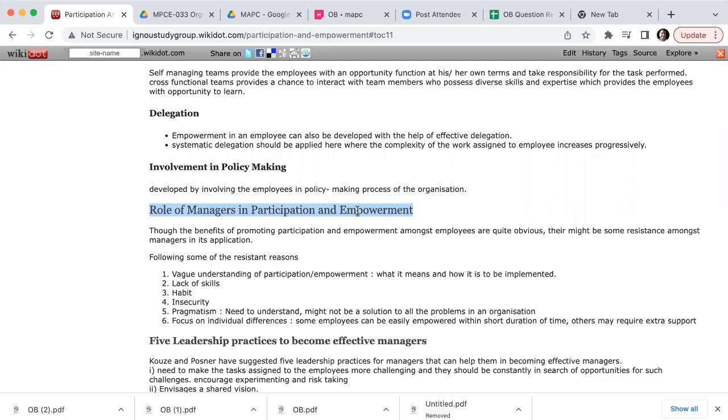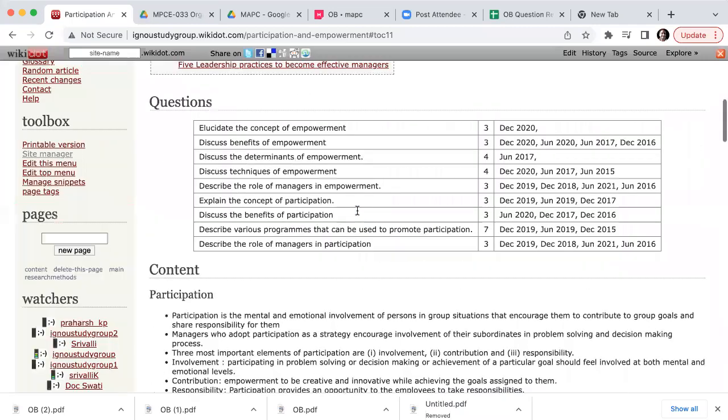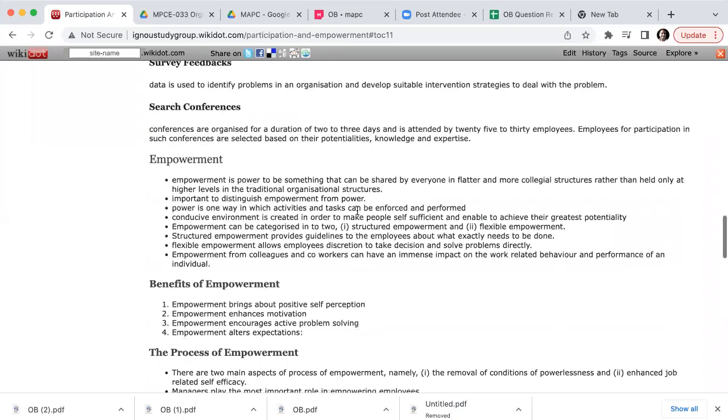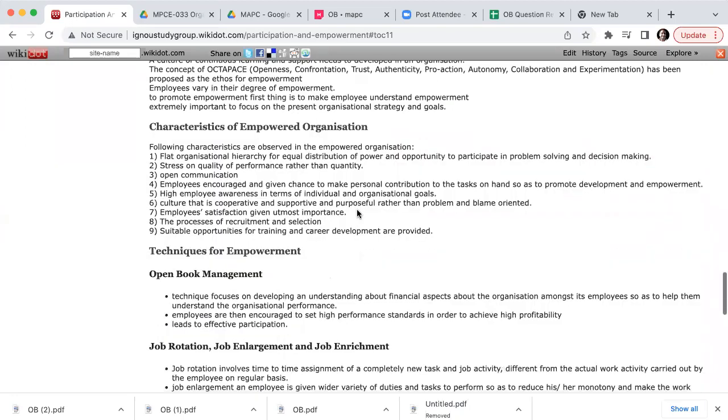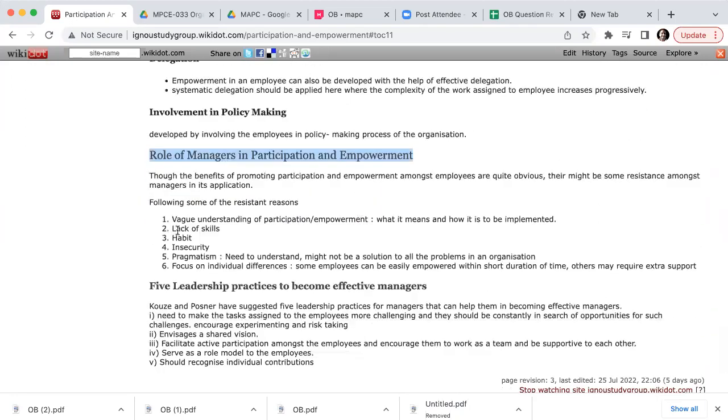Second, lack of skills. He doesn't have the required skill to delegate and make people really work. Third, he doesn't have the habit. Some people cannot really delegate things. There is an inbuilt personality which actually stops them. So this kind of habit really stops people from increasing participation and involvement.